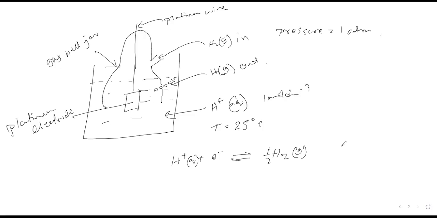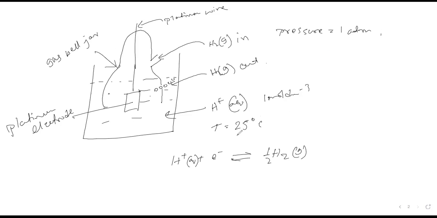Now, as I mentioned, we'll be finding the electric potential of the metal by taking help from the standard electrode of hydrogen, or the standard hydrogen electrode.